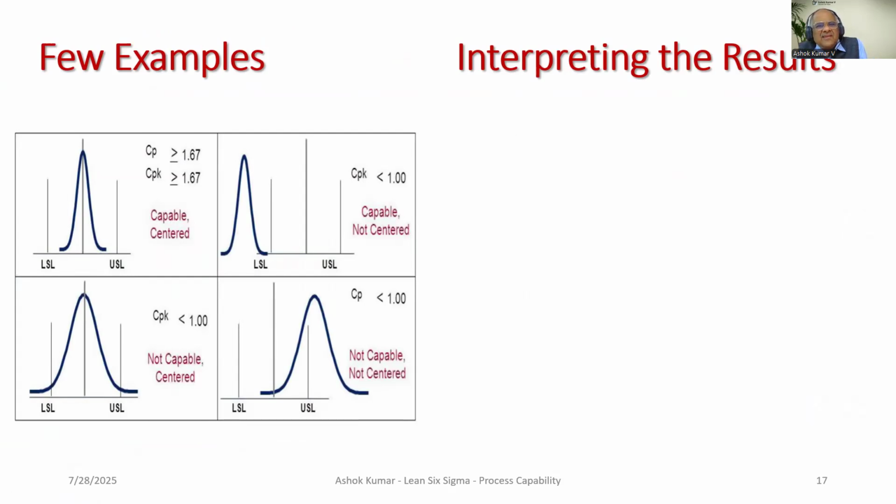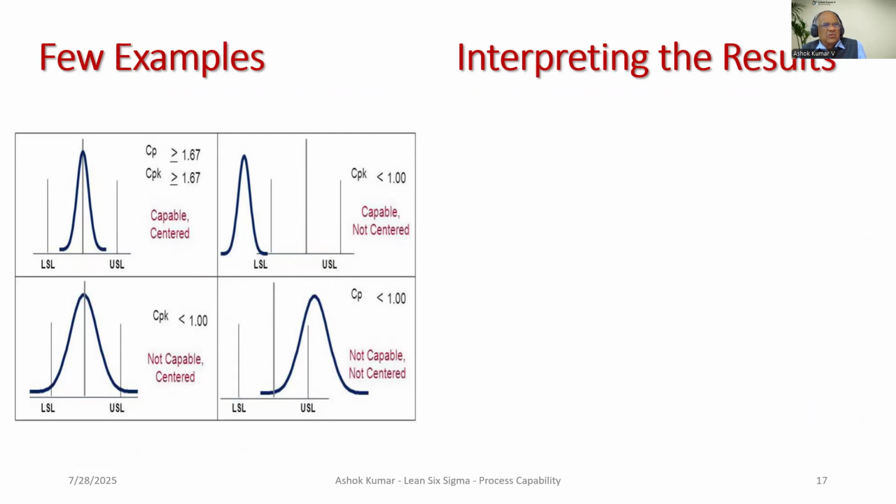So CP 1.67 and CPK anything more than 1.67 is capable and centered. If it comes in your calculations, anything less than 1, it shows that it is too much off-centered. But CP could be anything more than 1, while with CPK you are only seeing the off-centering. CP is the spread. Your spread may be good, but your off-center may be bad, which means your CPK is less than 1. Similarly, if your CPK is less than 1 and it's not capable, and your CP is also less than 1, then it's not centered as well as it's not capable.